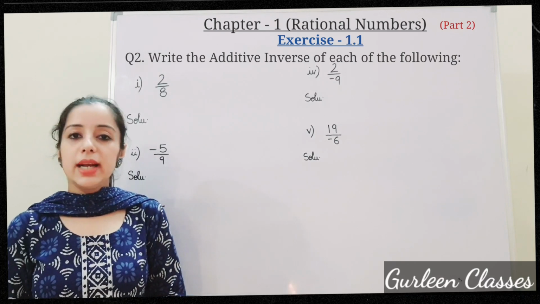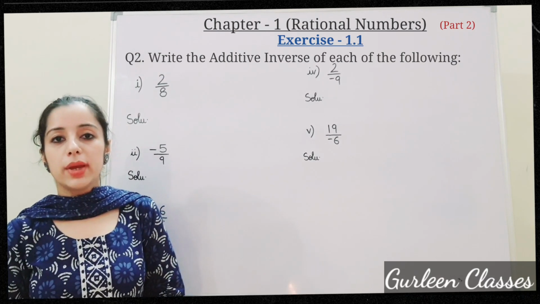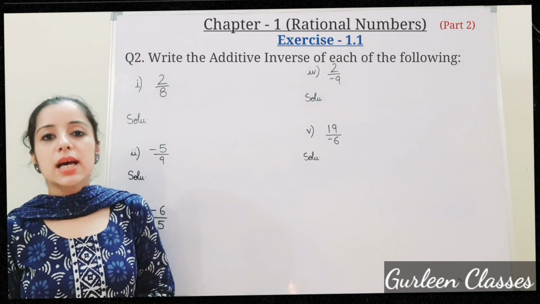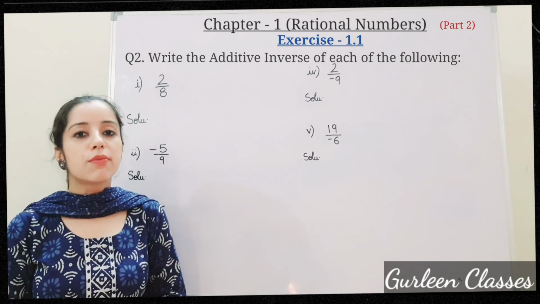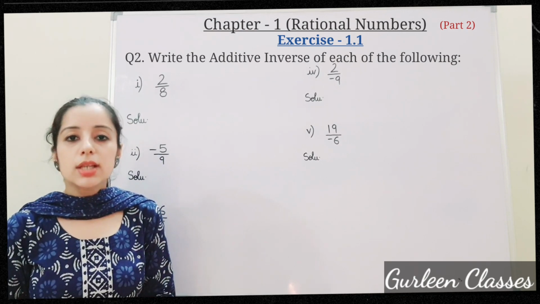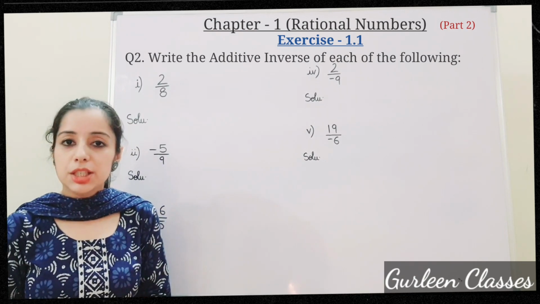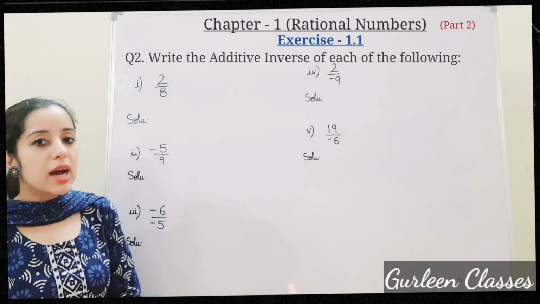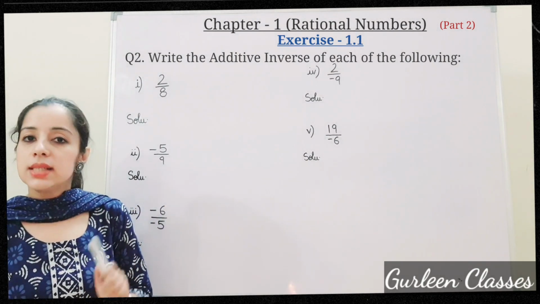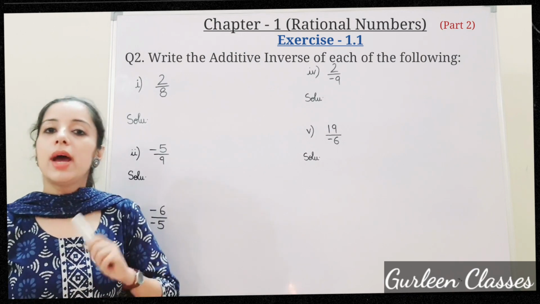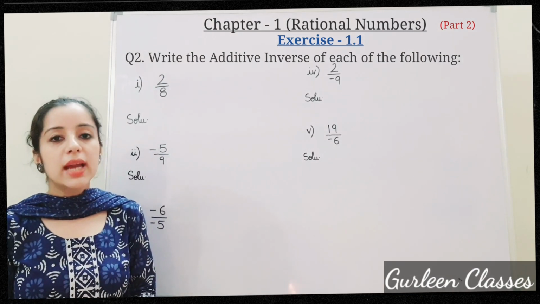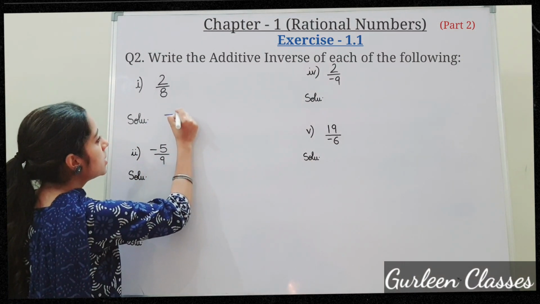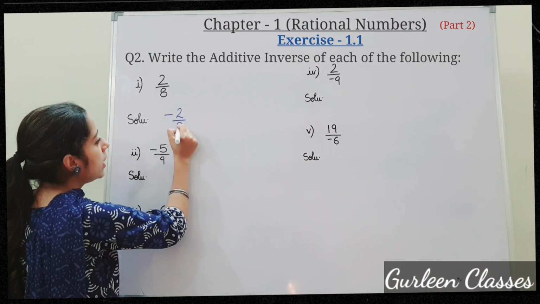Question number 2. Write the additive inverse of each of the following. First part, 2 upon 8. Students, as I explained, the additive inverse of a rational number is the same rational number but with the opposite sign. So in the first part we have 2 upon 8. Sign is positive, so the additive inverse will be the opposite sign, minus 2 upon 8. So write the answer minus 2 upon 8.